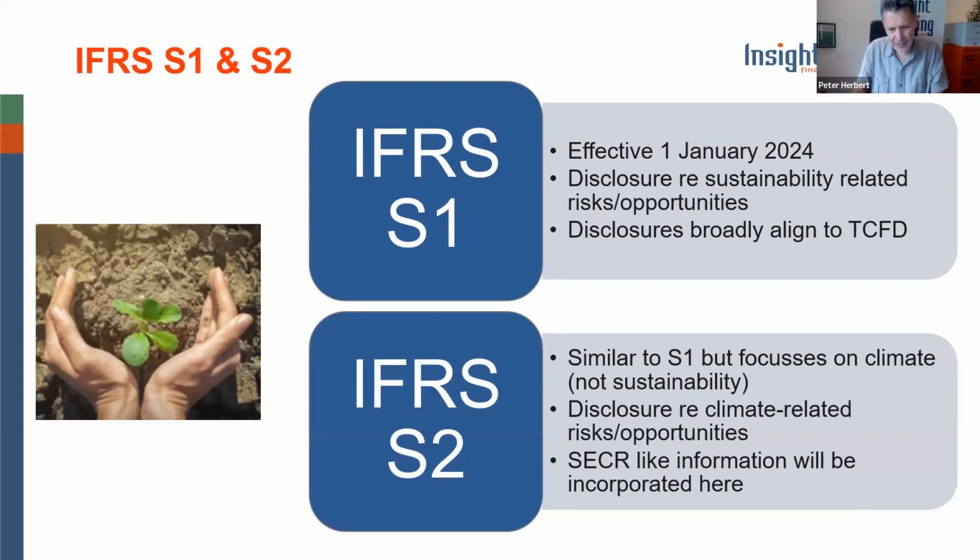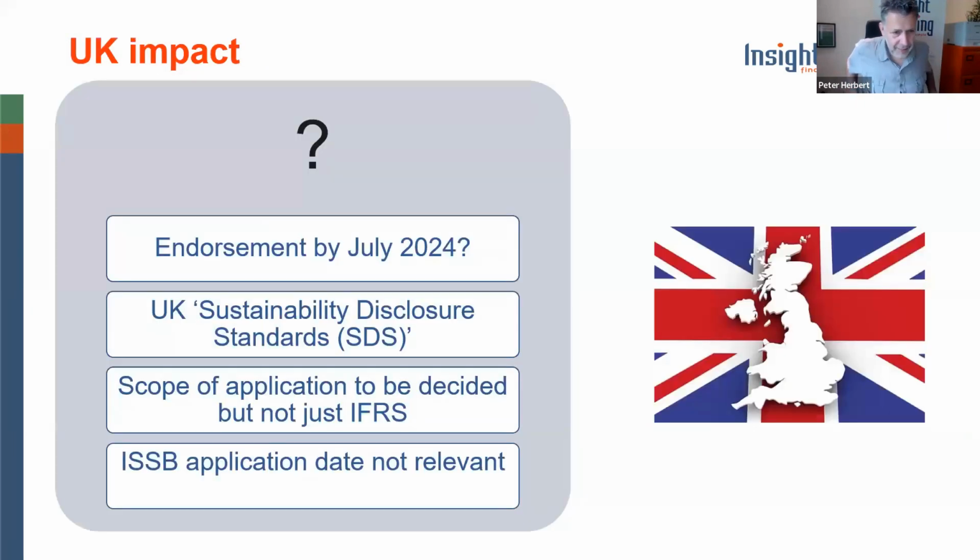S2 is similar to S1, but that focuses more on risks specifically related to the climate agenda and less to sustainability more generally. And as the slide says, if you're embracing S2, what you're also going to incorporate into your narrative is information much along the same lines as what's required by streamlined energy and carbon reporting rules as well. So there we are, interesting observation around that sort of suite of two standards very much being out there.